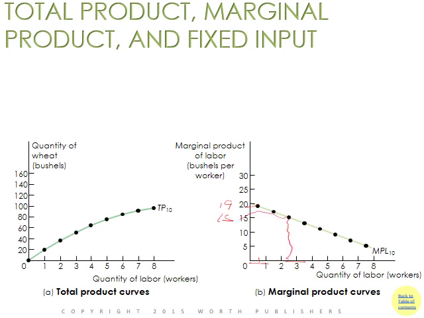So what they've done here is plot the marginal product of labor on the vertical axis and the amount of labor on the horizontal axis. This is the marginal product of labor in our wheat example. You can see as you hire more workers, the marginal product tends to go down.